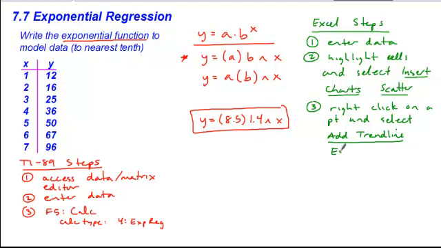And then you're going to choose what type of trend line you're looking for. In this case, you're going to choose exponential. And then you're also going to select display equation on chart. Once you do this, it's going to give you a form. Most likely the form is going to be a natural base, so base e.